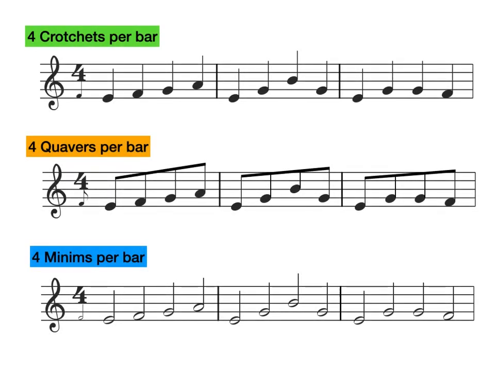So let's revisit those melodies. Let's see if we can add the bottom numbers. First melody, we've changed the bottom number to 4. The second melody, we changed the bottom number to 8. And the last melody, we've changed the bottom number to 2.